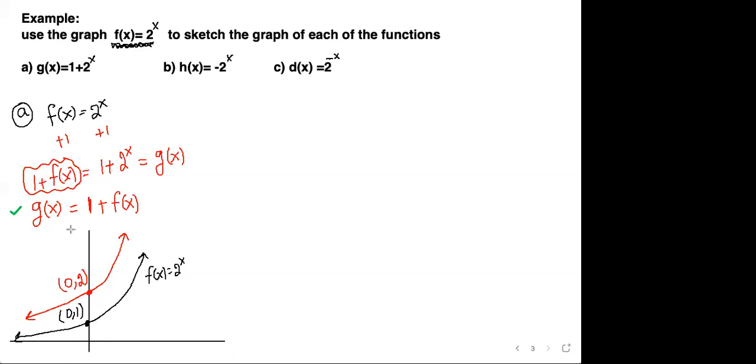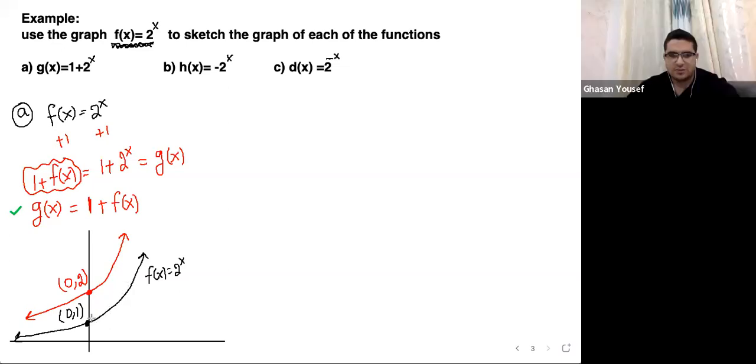Look, all the points on this curve, the black one, will be moving 1 unit up. 1 unit up means the 0, comma 1, the same x coordinate, but the y coordinate will be changed. 0, comma 1 will be 0, comma 2. Now here is the horizontal asymptote for the black curve. Now my horizontal asymptote for the red curve will move 1 unit up. So here is 1 unit up.